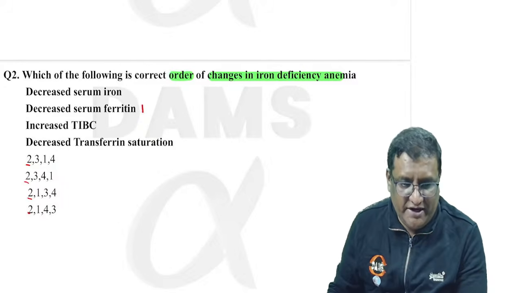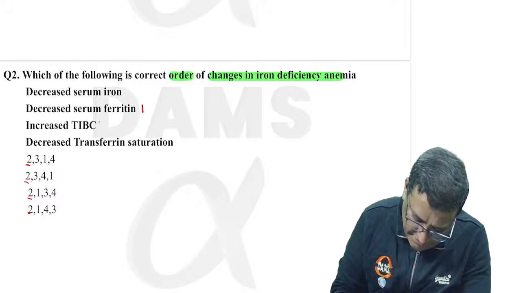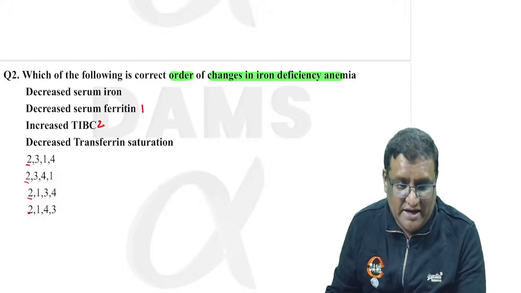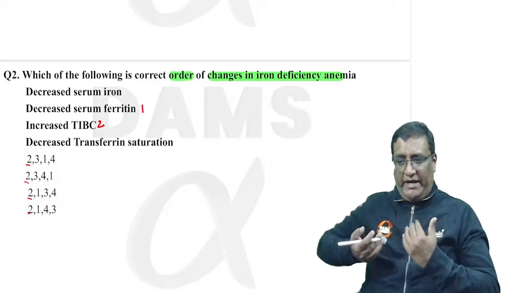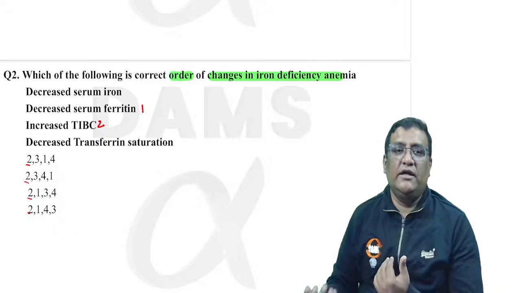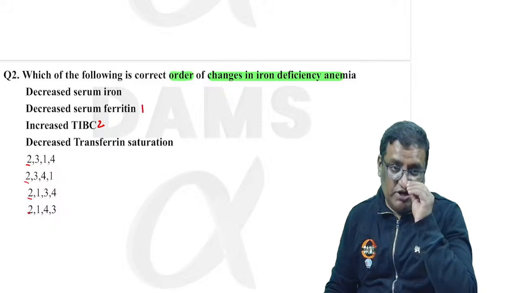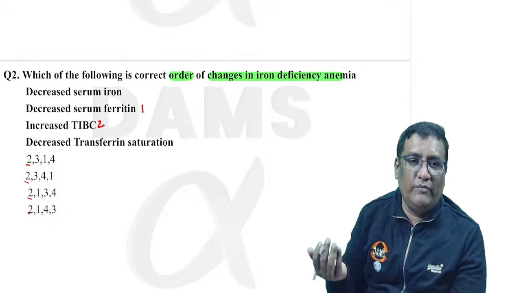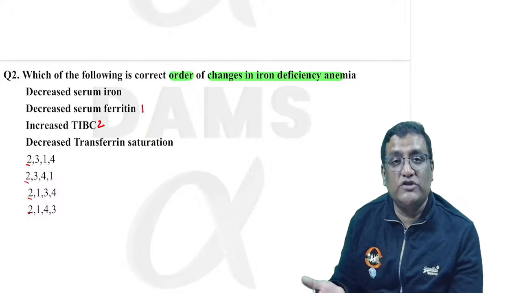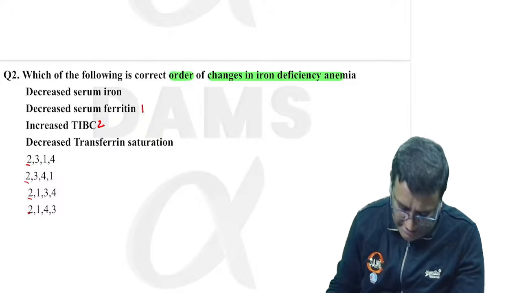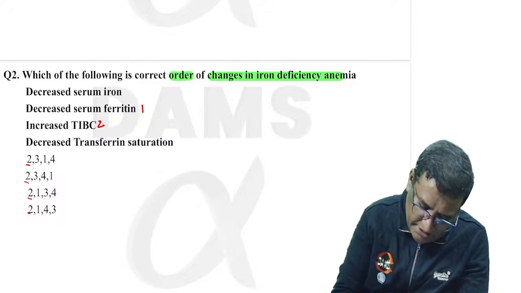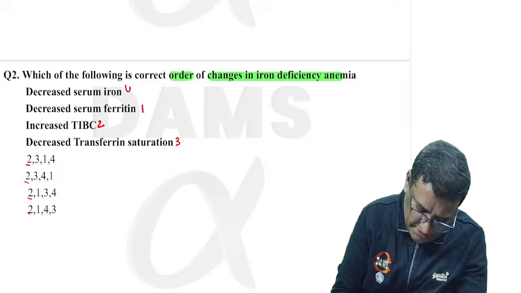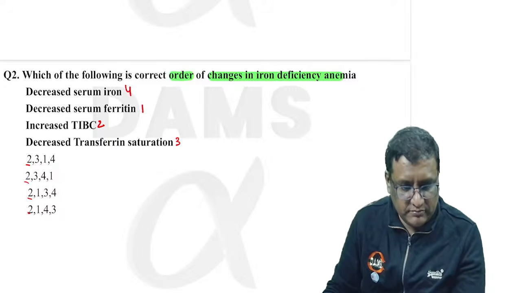Then after that, increase in TIBC will happen. That is your second thing. If you remember, once you stop eating iron, your stores will start depleting. Liver ferritin will deplete, serum ferritin depletes, and you are releasing the iron from the liver. To bind this iron, you are producing more transferrin. That's why your TIBC is increasing. Then the third one, transferrin saturation will decrease. The last thing to happen is decrease in serum iron.